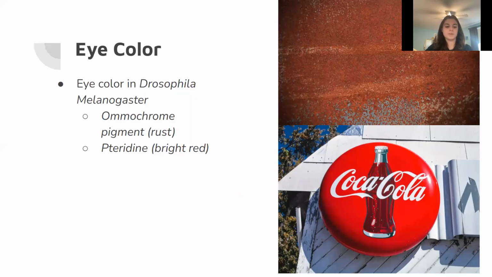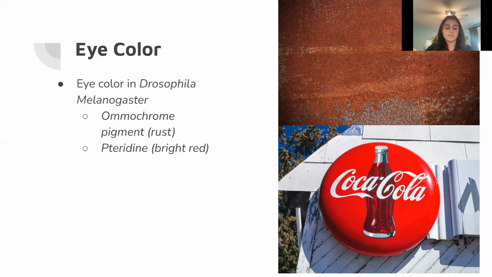Okay, so both of our mutants that we will talk about in a second affected the eye color of the flies through disrupting pigment presentation. The wild type, which is the normal eye color, comes from the presentation of 2 pigments. One is called the omicron pigment, which is the rusty color shown in the picture on the top, while the second pigment is called the pteridine, which is the bright red, almost a Coca-Cola red color, which is shown in the picture on the bottom. When these 2 pigments are combined, it causes our wild type phenotype.